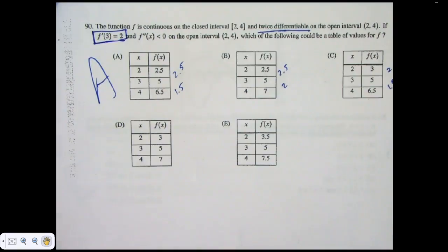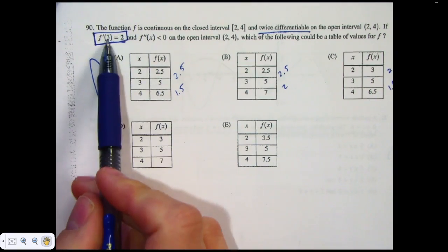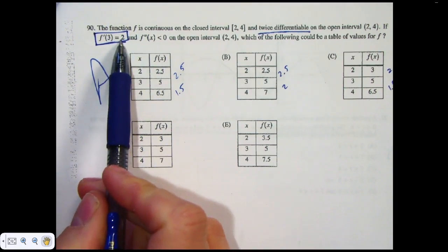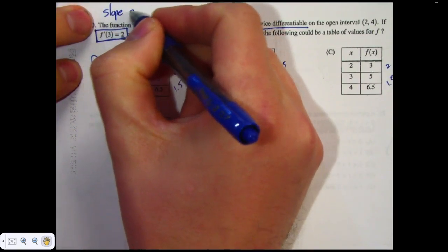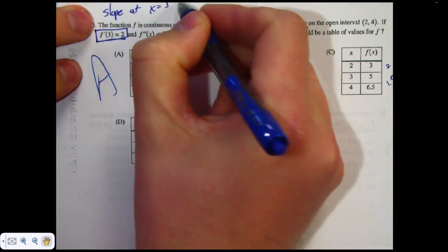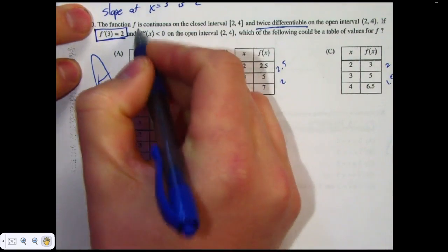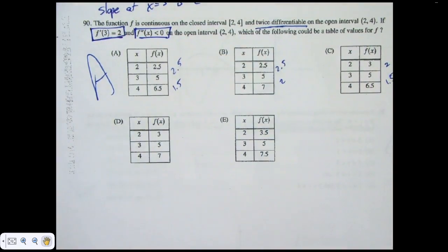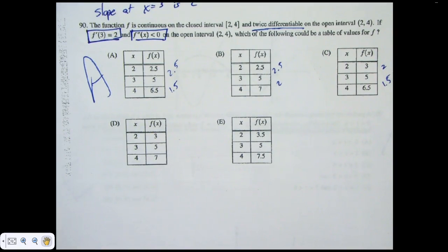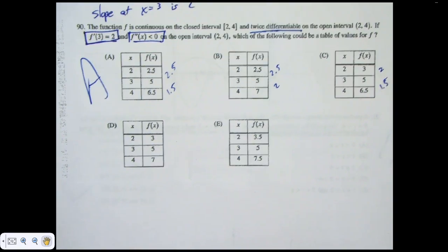F prime of 3 equals 2. Or I call people. Naomi. On which graph? On the original graph, when x equals 3, your slope is 2. If your derivative is 2, that means the slope. So, slope at x equals 3 is 2. F double prime of x is less than 0. What's that mean? Second derivative is negative means the original graph is concave down, right?